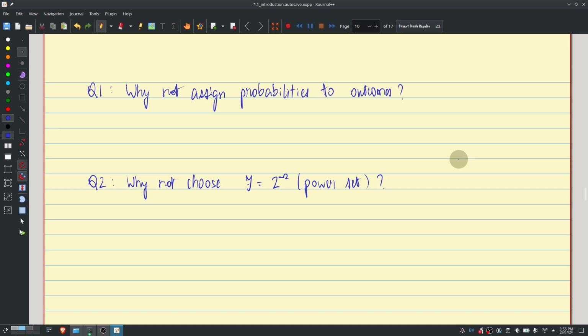That's okay. So, so what? You're close. Okay. Doesn't matter. Why won't you be able to assign if the power set is uncountable?